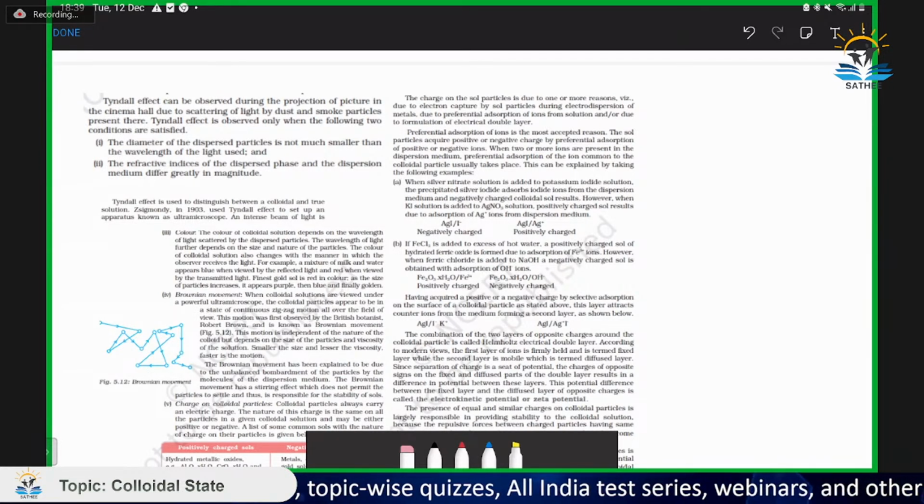And a colloid's color also depends on the concentration. Gold sol is the best example, gold sol.